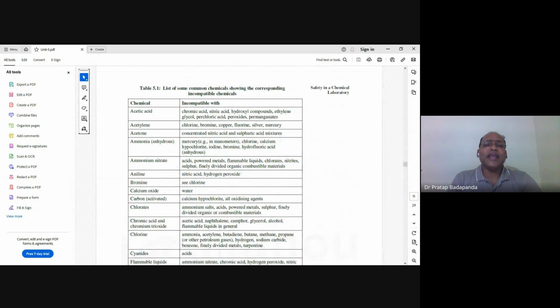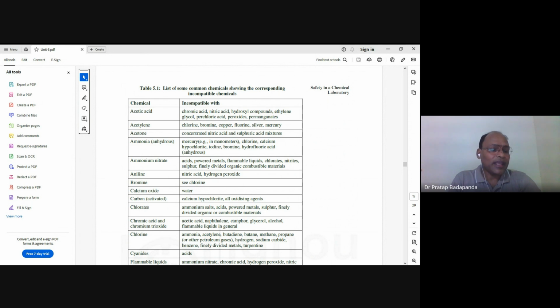incompatibility with acetic acid, incompatibility with chromic acid, nitric acid, hydroxyl compounds, ethylene glycol, perchloric acid, peroxides, permanganates. Incompatibility with. So you cannot keep the acetic acid along with this. There is no compatibility. Incompatibility, right? Acetylene, chlorine, bromine, copper, fluorine, silver, mercury, you cannot keep with them. You have to keep away.